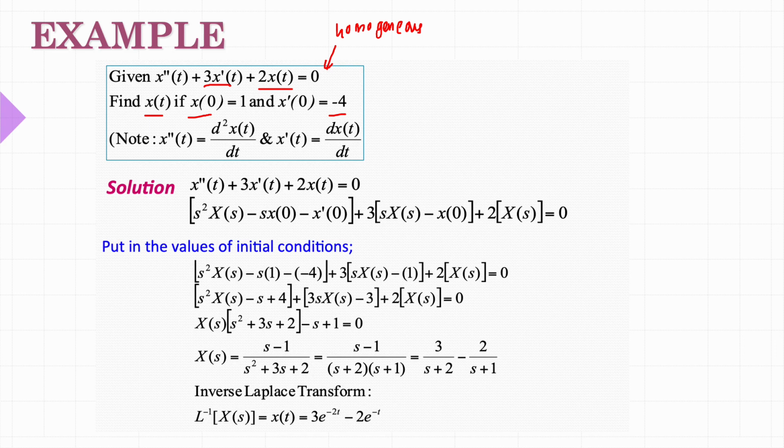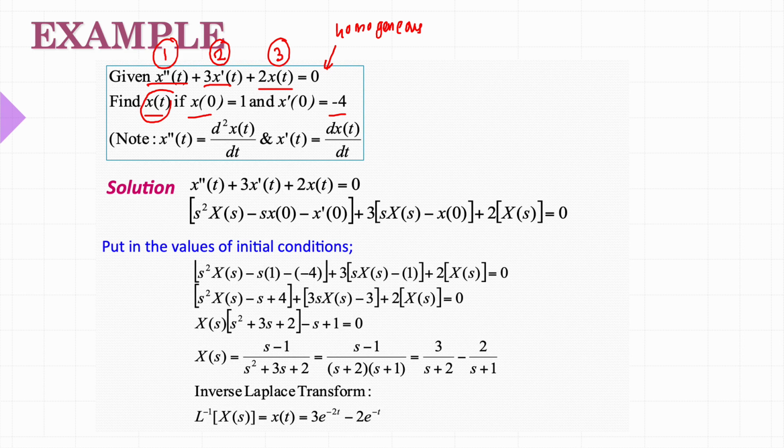So what we should do is change into Laplace first, and then since they asked us to find the value of x(t), at the end we need to convert into inverse Laplace to obtain x(t). Now let's try to solve this equation. Let's separate the equation first: this is the first term, the second term, and the third term. Let's do them one by one.